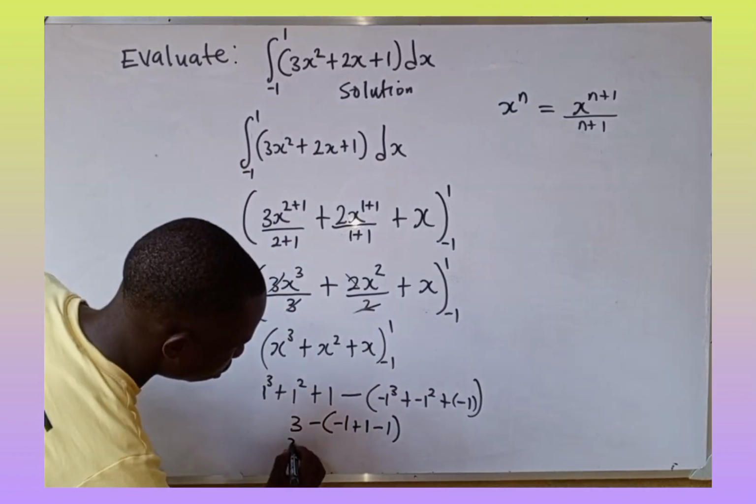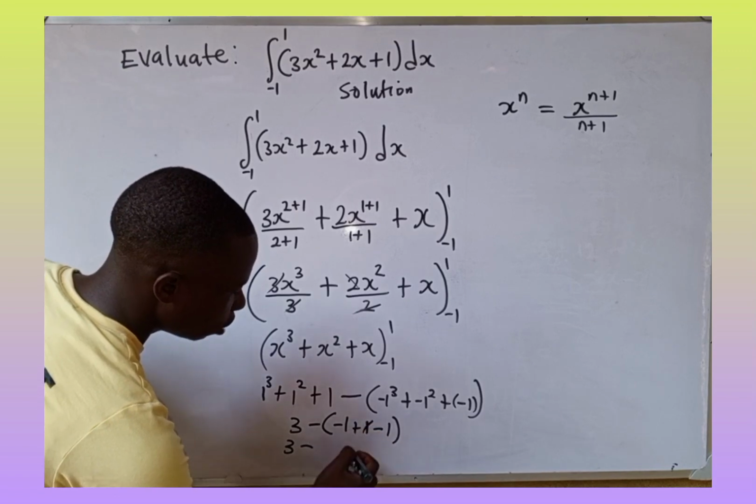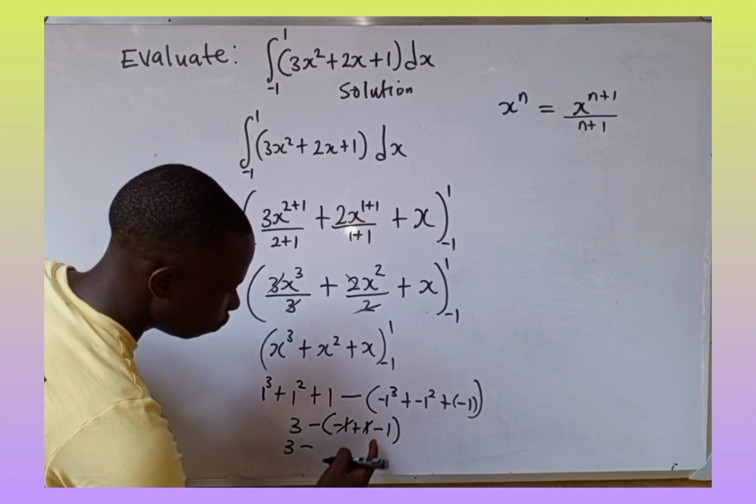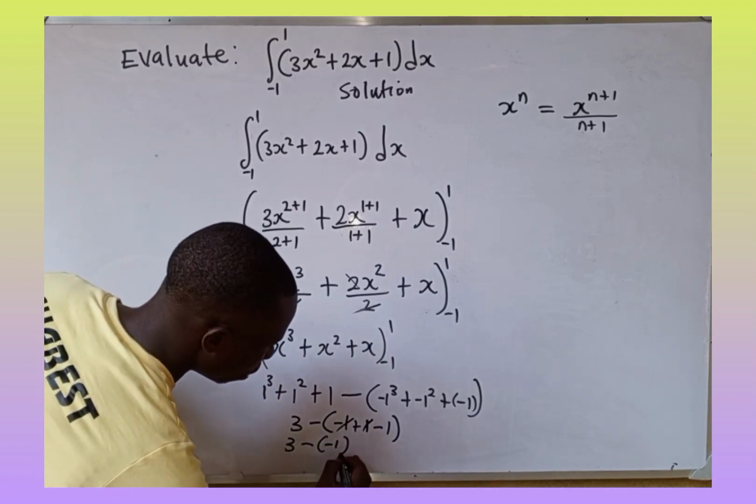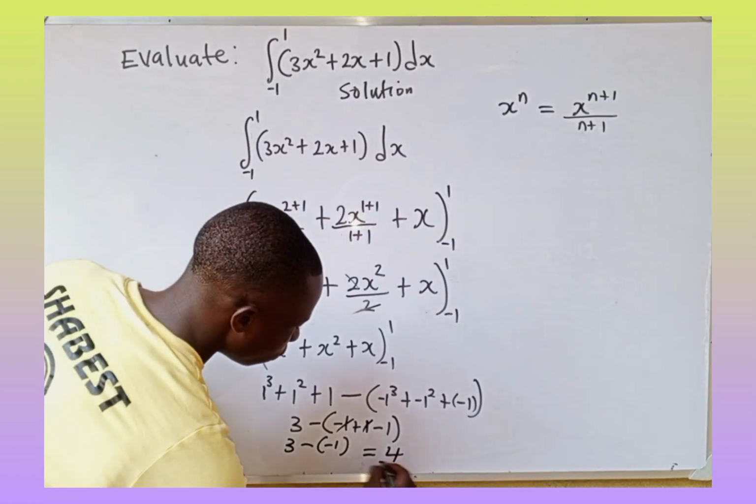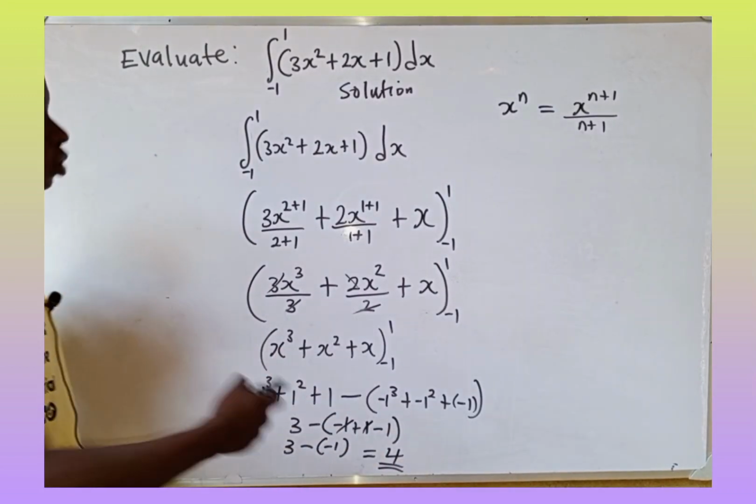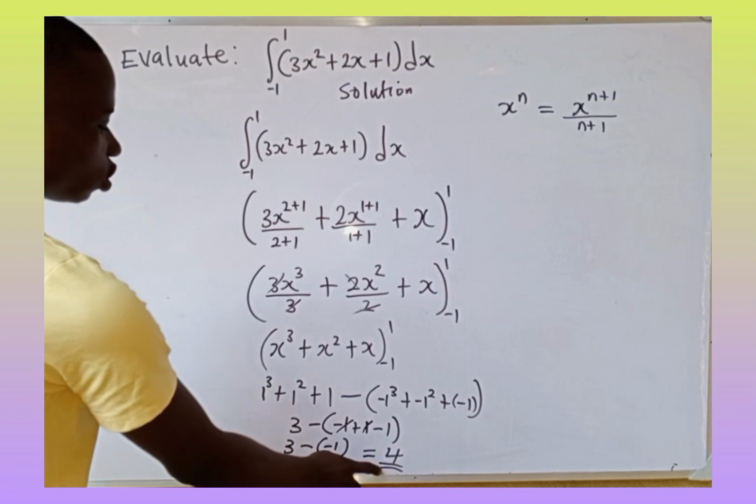Now we're going to have 3 minus, in the bracket, -1 plus 1. This -1 is going to cancel out this +1, so we are left with only 0 in the bracket. And 3 minus 0 is equal to 3. So the evaluation of this integral is going to be 4.